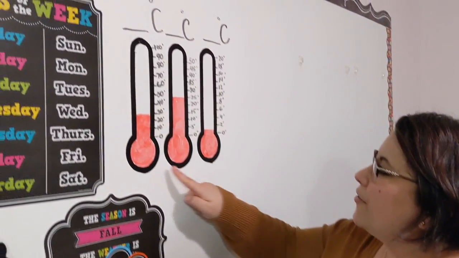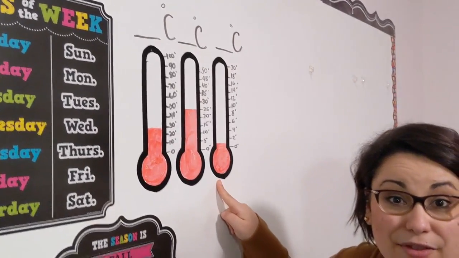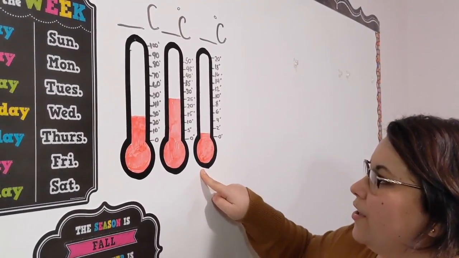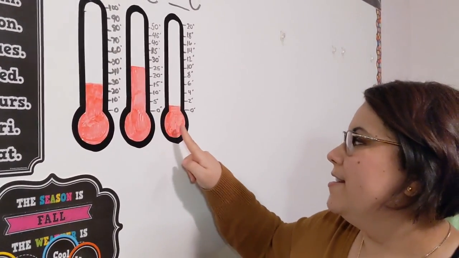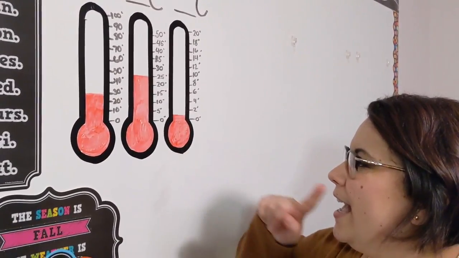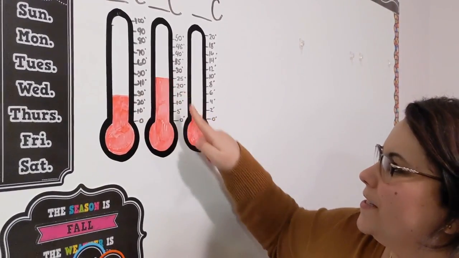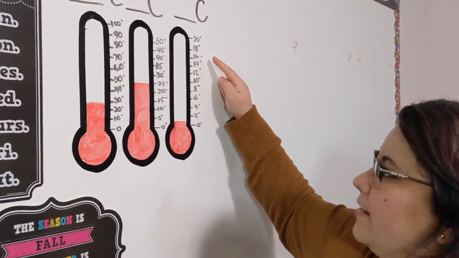Let's take a look at our thermometers. I have 3 here today. You'll notice its shape, and I've used the color red. And they all have different scales on the side.